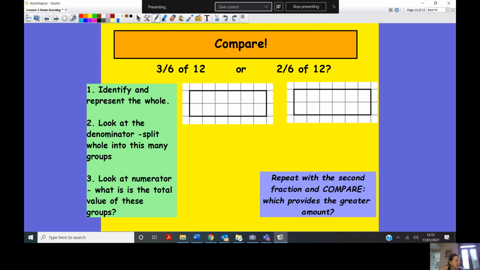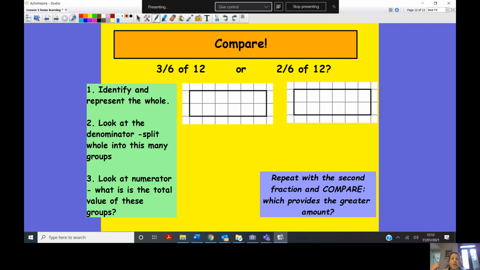So let's do a comparison. So here we're looking at which is larger, 3/6 of 12 or 2/6 of 12. So we have got a visual representation of our whole. So we need to identify and represent the whole. We've done that in this case. We've done our diagram.